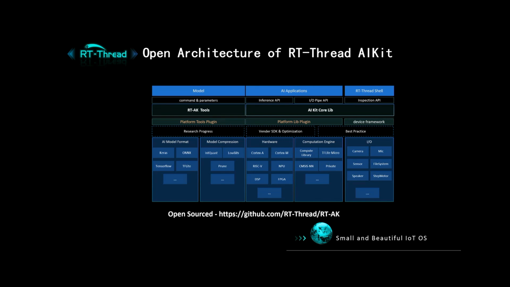They provide the user interface for the program. The tools provide commands and parameters as the user interface. The core library provides APIs as the user interface. The APIs, we separate them into inference API, IO pipe API, and the inspection API. Most important is the inference API because you use it to run the AI model.